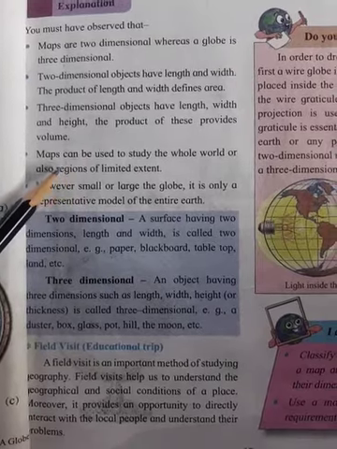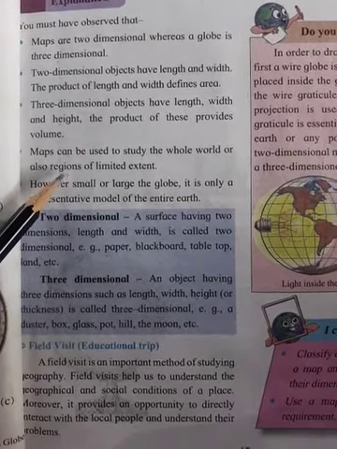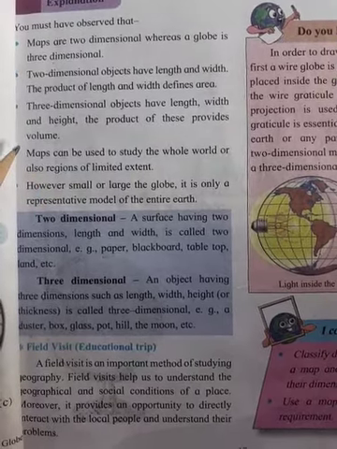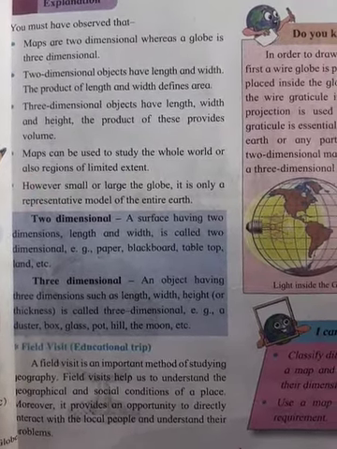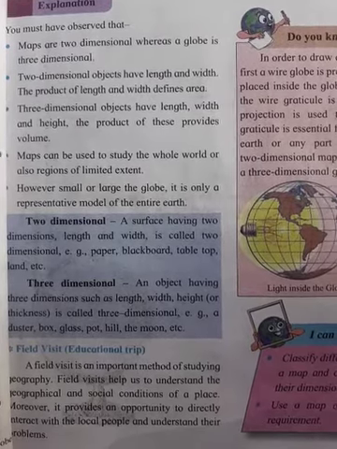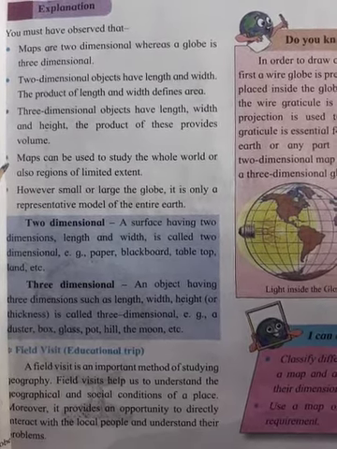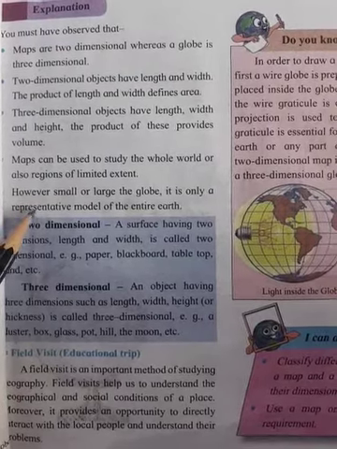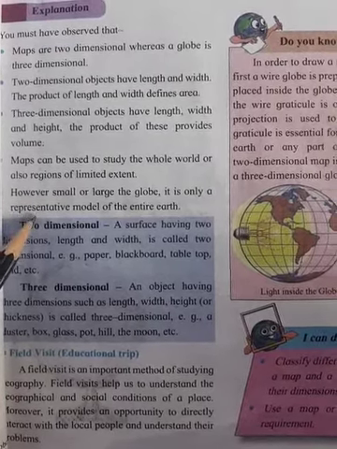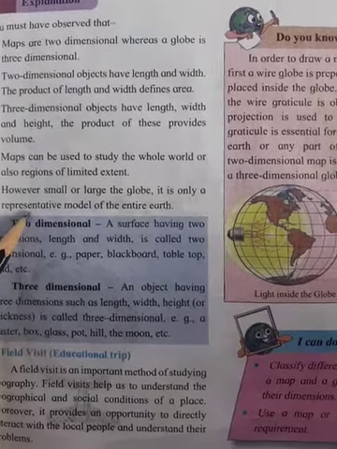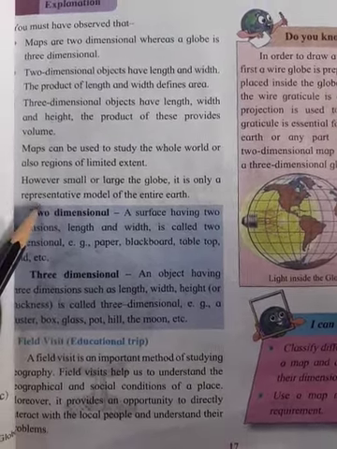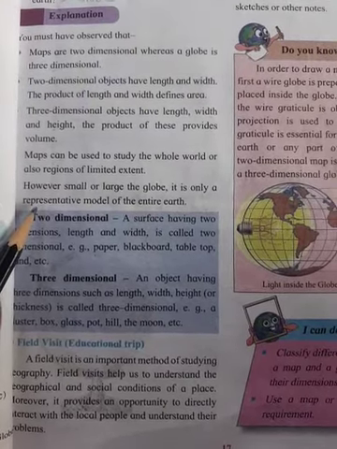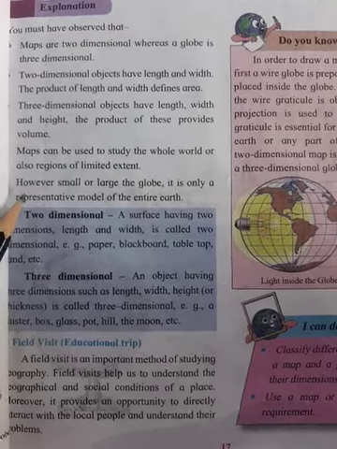Maps can be used to study the whole world or also a region of limited extent. Here we have seen that a map can be used for the study of the whole world as well as for the study of a limited extent region. However small or large, the globe is only a representative model of the entire earth. And the globe is a three-dimensional object.